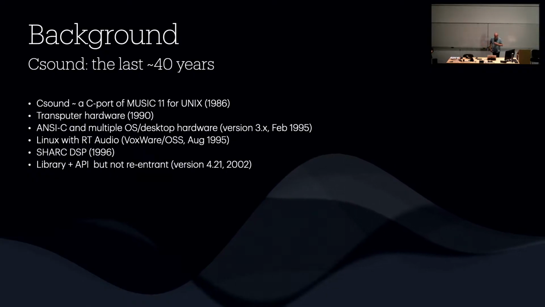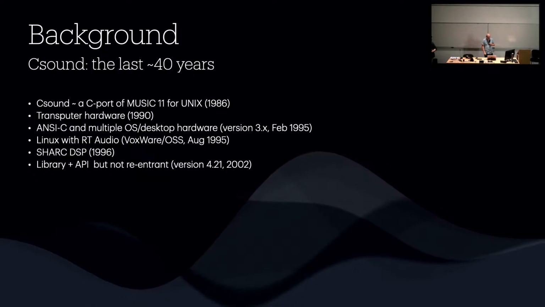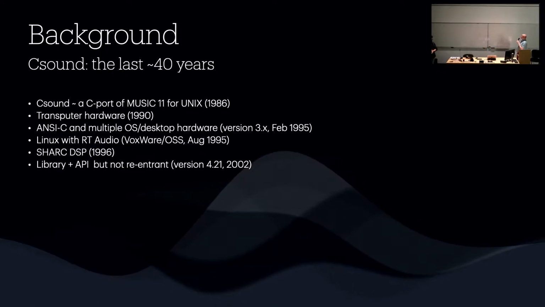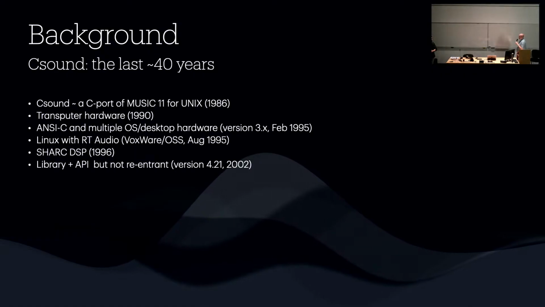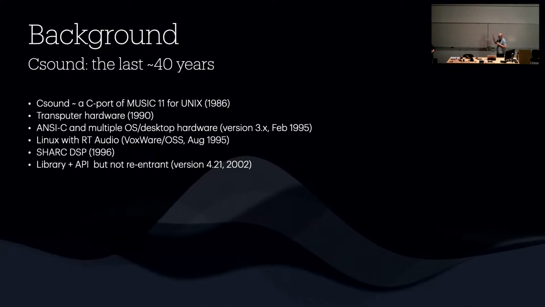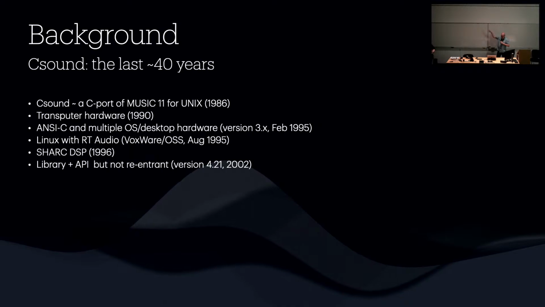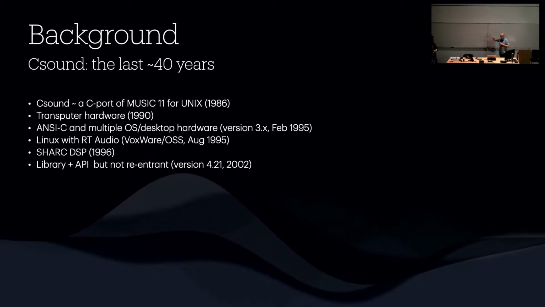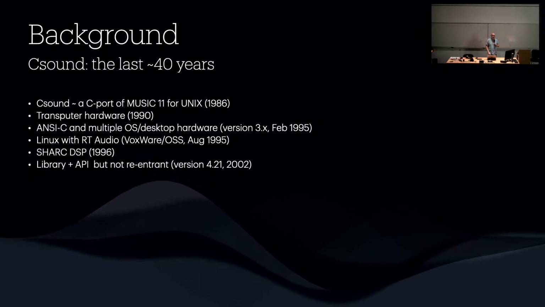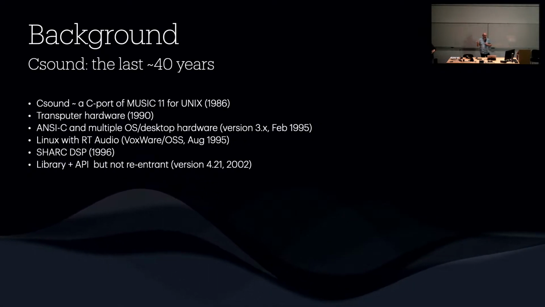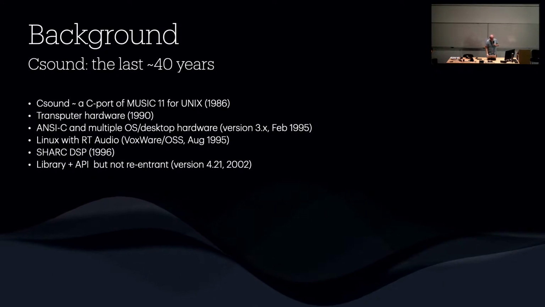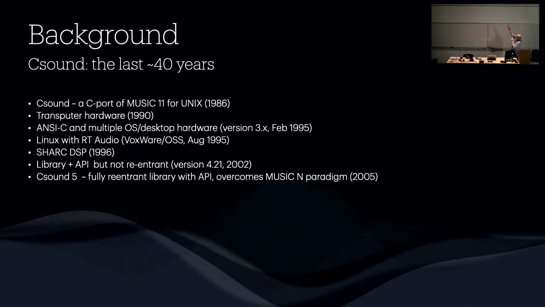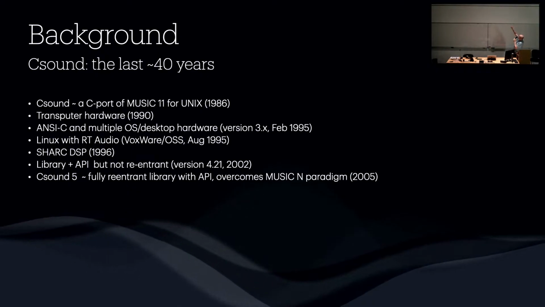Then in the early 2000s, it became available as a library and an API. It's still version 4, one of the final iterations of version 4, which had an API and so on, but it was not re-entrant, so you couldn't run 100 Csounds at the same time. You could only run one, which is very problematic. But then we had Csound 5, a fully re-entrant library with API.